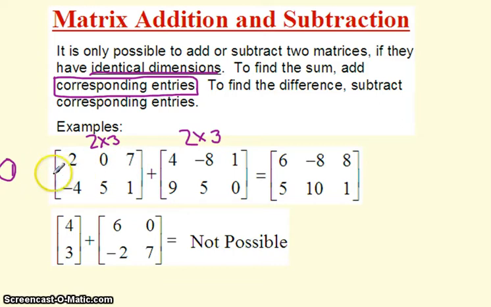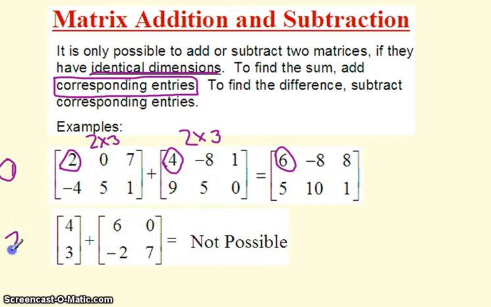Then we go through position for position and add. So we have 2 plus 4 does equal 6, and the answer goes in the same position. And if you go through, we have 0 plus negative 8 is negative 8. 7 plus 1 is 8. Negative 4 plus 9 is 5. And 5 plus 5 is 10. And 1 plus 0 is 1.